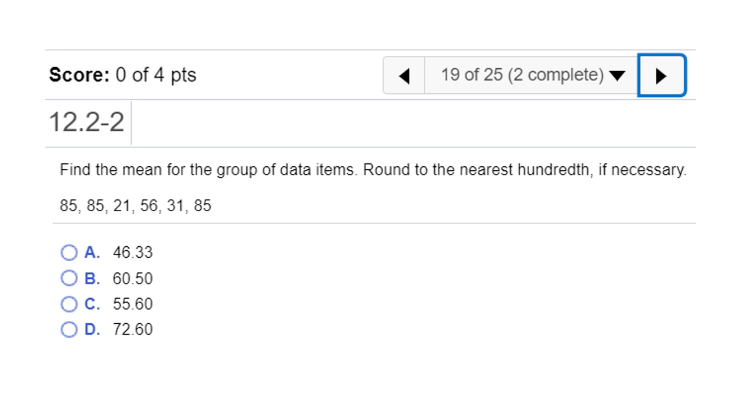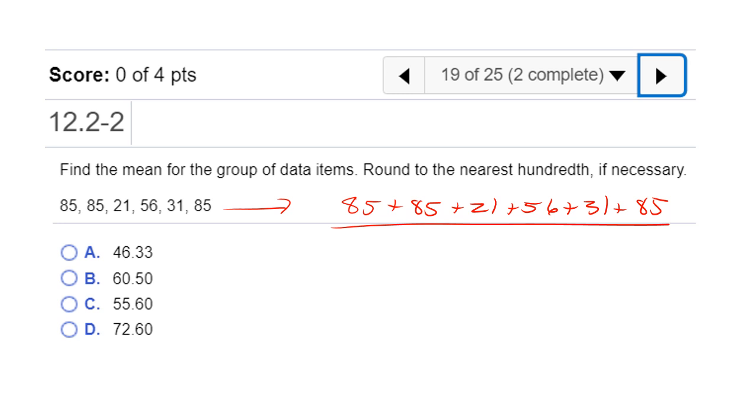But if you're doing this by hand, then you would add up all of these numbers. You could bring out the calculator for this part. And then you divide by how many values you have. So those were 6 numbers.